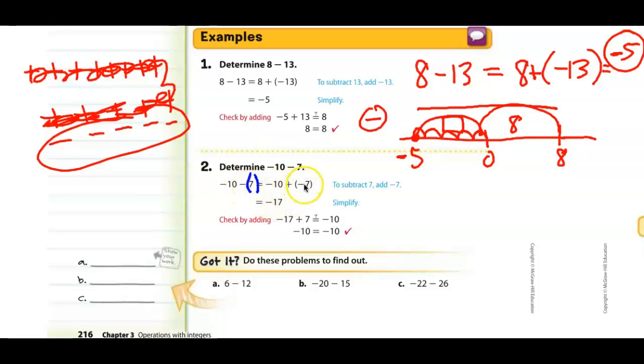So negative plus a negative is a what? Negative or positive? I want you to answer that question. If you have a negative and you add a negative, will it be negative or positive? Of course, the answer is negative. So negative 10 plus negative 7 is negative 17.